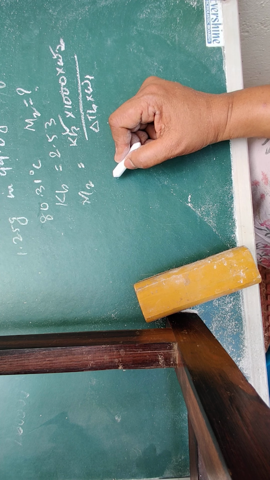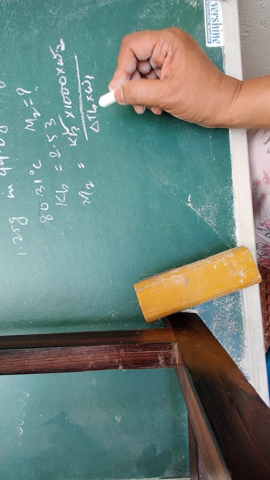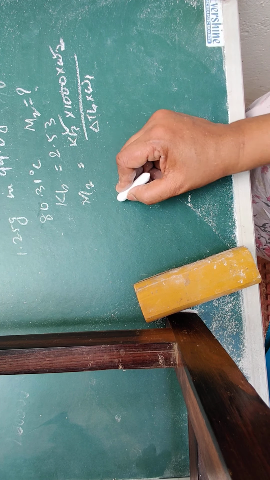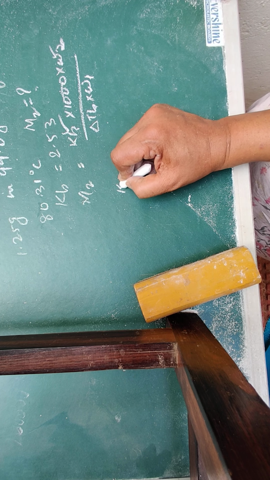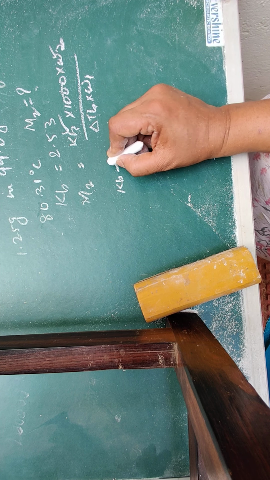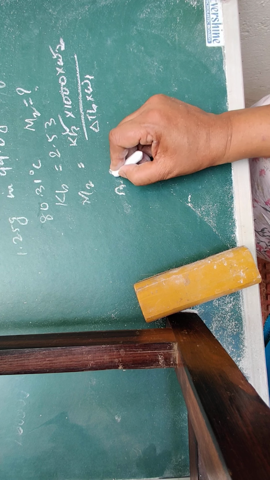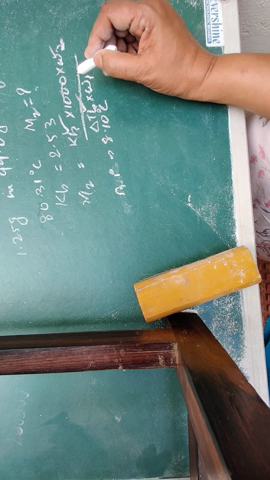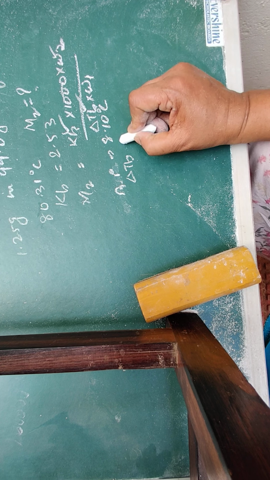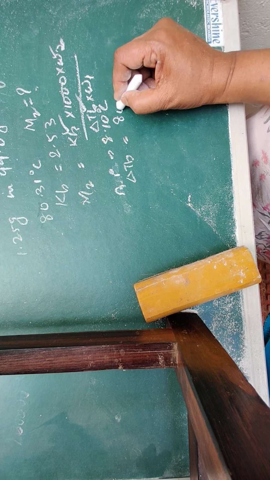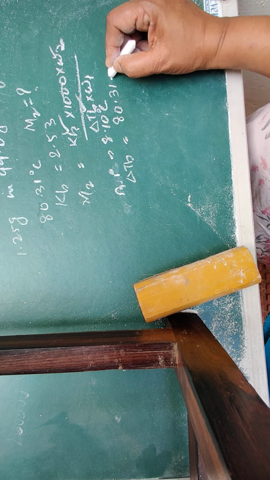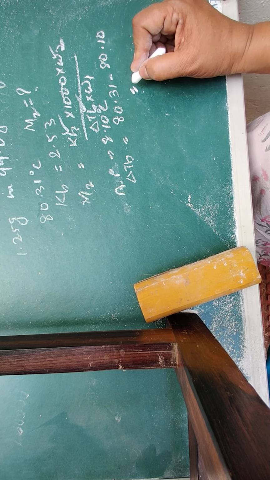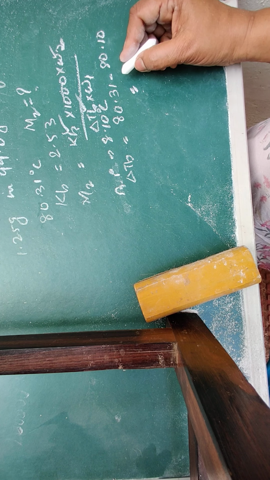Okay, one more thing is given. Sorry. The boiling point of benzene is given as 80.10. I will find out del Tb. Del Tb is equal to 80.31 minus 80.10. That will be equal to how much? 0.21.